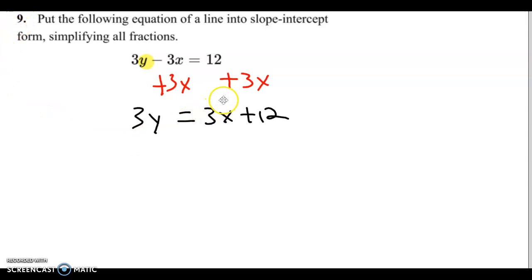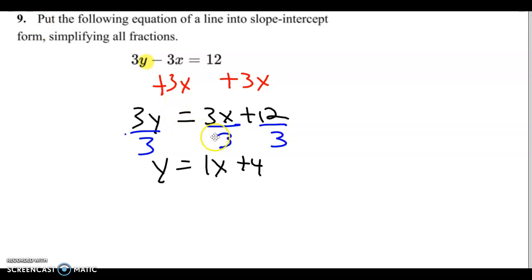So now that's going to give me positive 3x. Put it in front here, and put that 12 behind it. Now we're going to divide by 3. 3y divided by 3 is equal to 3x over 3 plus 12 over 3. The 3s cancel out, leaving us y. 3 divided by 3 is 1, and 12 divided by 3 is 4. And that's it. You could put this 1x, but because it's x, you don't have to put that.